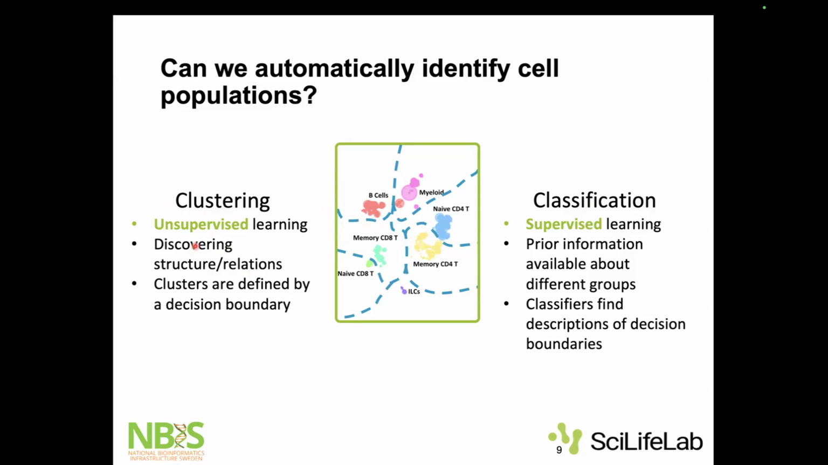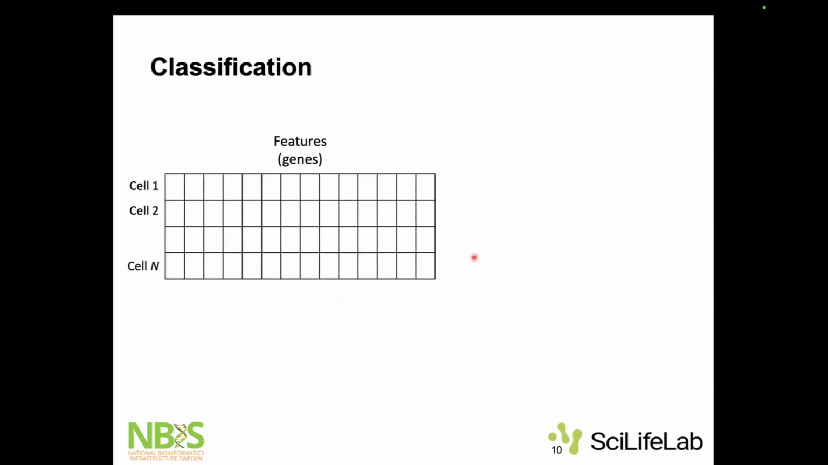So clustering can define these, but if we go more to classification, which is supervised learning, then we want to find the description of these boundaries as well. So we want to have a function that can describe this boundary for us. And we are also dependent on prior information. For example, we need a data set that has the labels as well. Then our classifiers can learn from that the relations between the data and these boundaries, so they can be trained and used for cell type annotation.